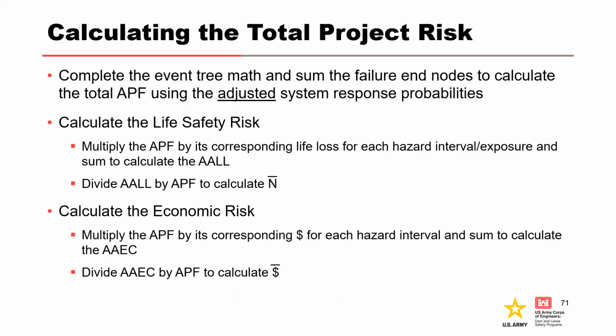To then calculate the total project risk, we will need to complete the event tree math and sum the failure end nodes to calculate the total APF using the adjusted system response probabilities we just calculated. We will multiply the APF by n for each hazard interval or event tree branch at each failure mode and sum them all up to calculate the average annual life loss. We will divide the average annual life loss by the APF to get n bar. Lastly, we will do the same thing for the economic risk and multiply the APF by the dollar amount for each hazard interval or event tree branch of each failure mode, and then sum them up to calculate the average annual economic cost.